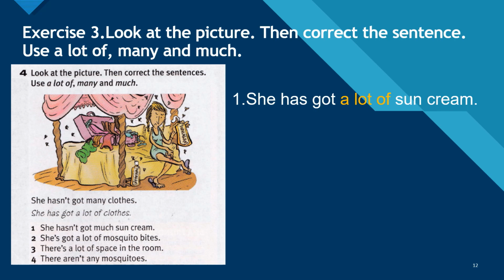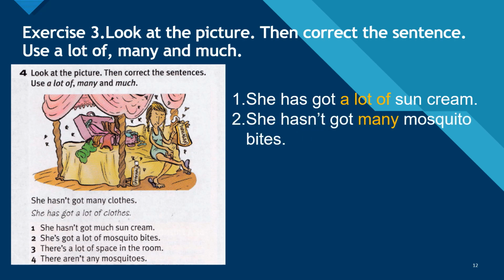Okay, now try number 2. She's got a lot of mosquito bites. As you can see here, mosquito bites means plural. So you can count these mosquito bites. The answer is she hasn't got many mosquito bites. So we don't use a lot of in this sentence because this sentence is a negative statement.